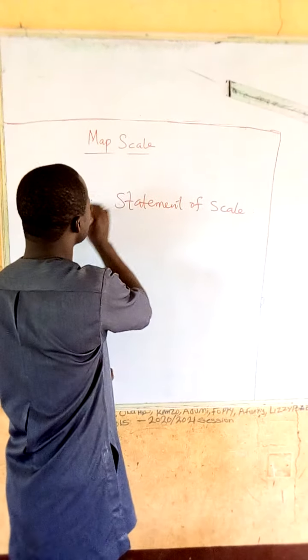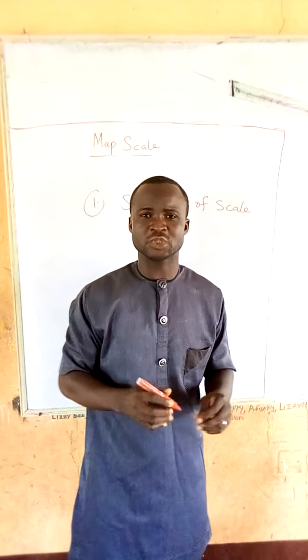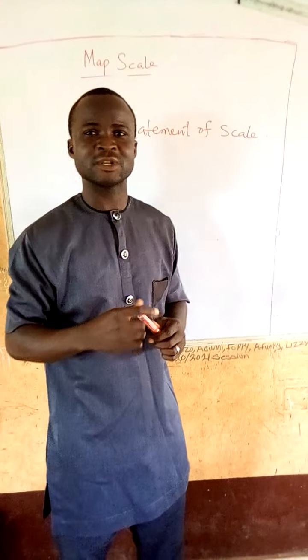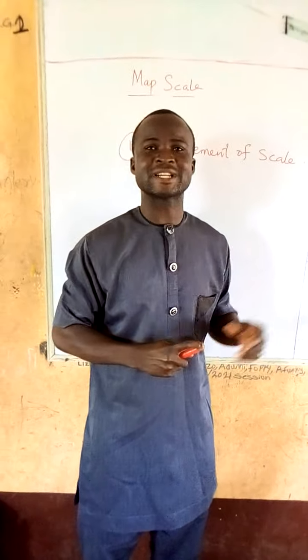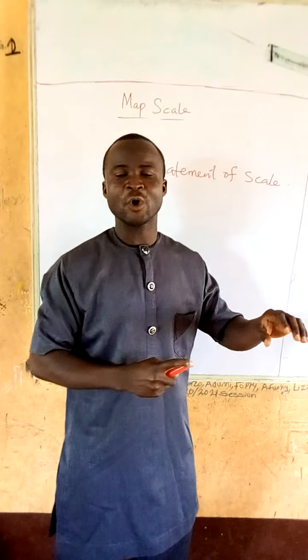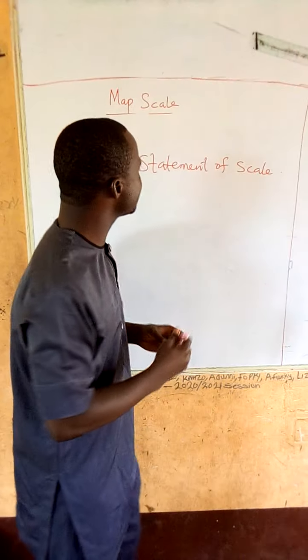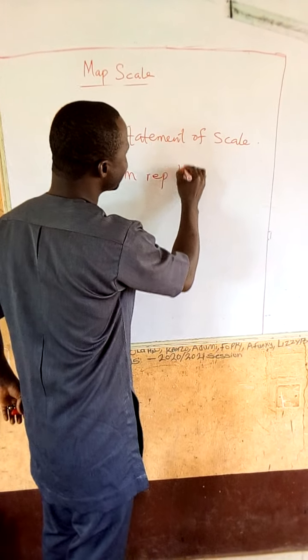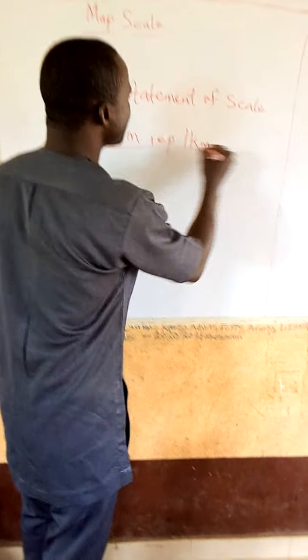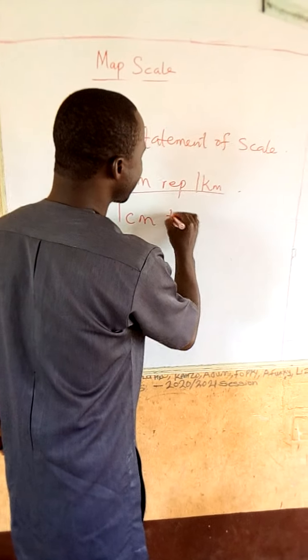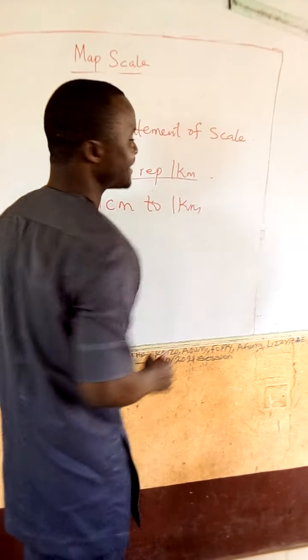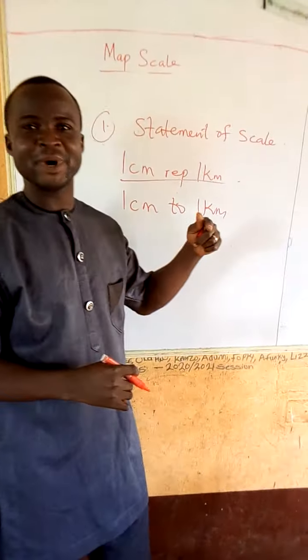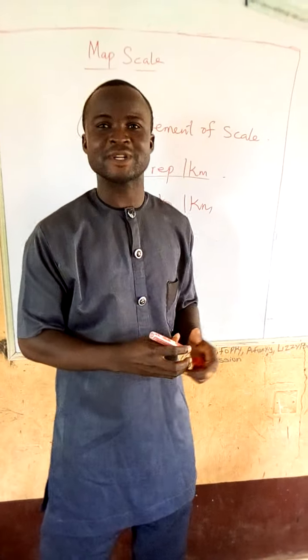As number one type of scale, it is the ratio of proportion that is describing the relationship existing between the distance on the paper and the actual distance on the ground in a statement form or figures. When we say in statement form or figures, we can say that 1 centimeter represents 1 kilometer. This can also be 1 centimeter to 1 kilometer. That is 1 centimeter on the paper to represent 1 kilometer on the ground.